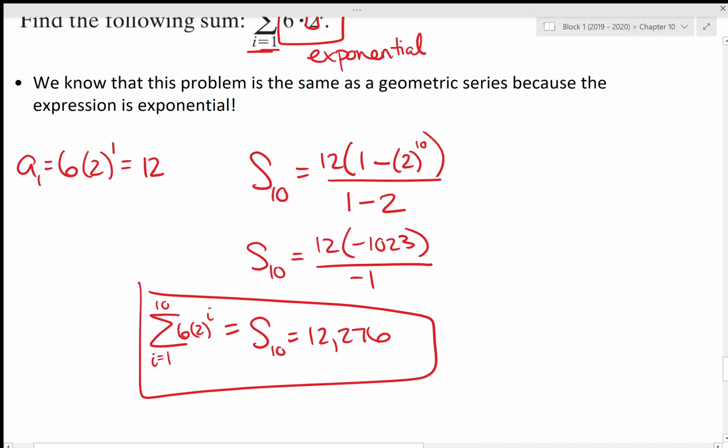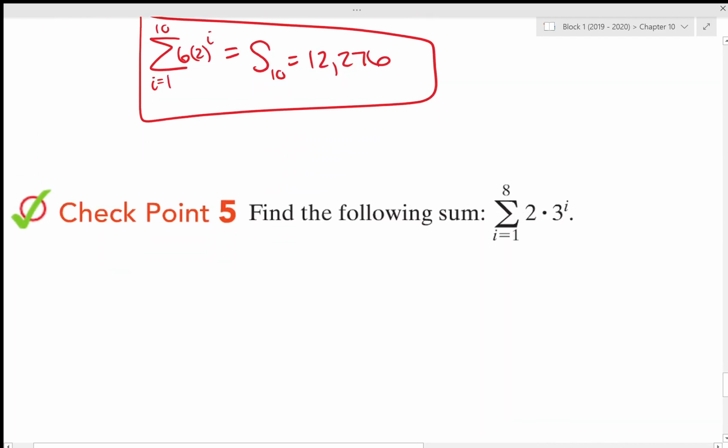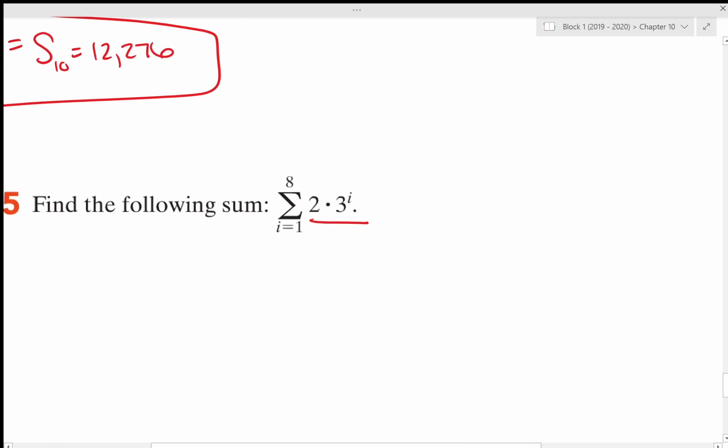Remember, once it's exponential, think of it as geometric. Why sit there and find 10 terms? All right. Checkpoint 5, pause the video, try it on your own. Okay. So, in this case, I see that this is exponential because the variable is the exponent. So, I can use the geometric series formula.